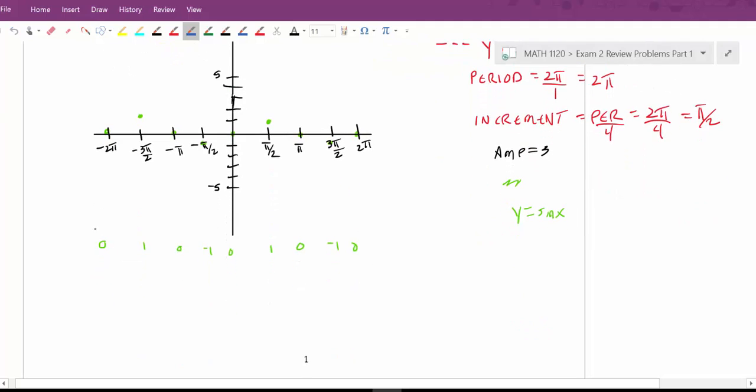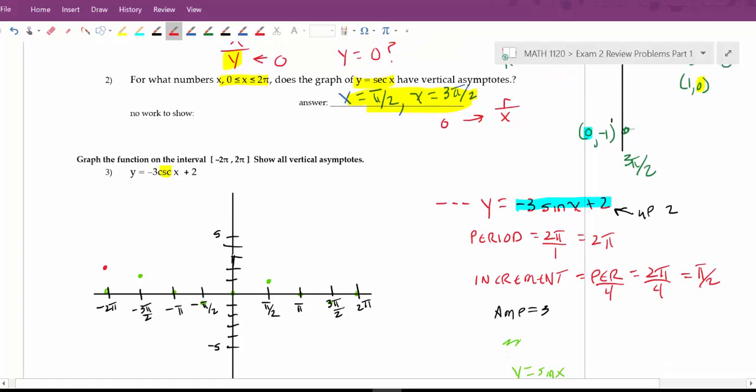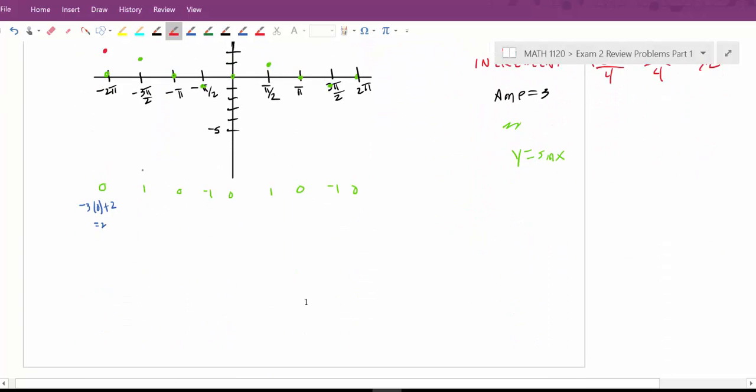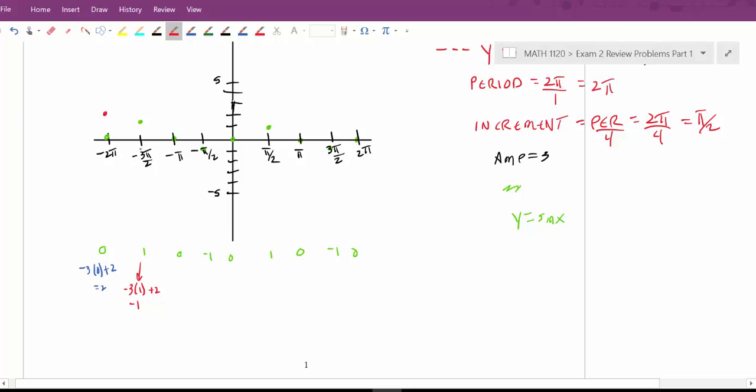If we start here, we do negative 3 times 0 plus 2, which is equal to 2. So that new point, and I'm going to do this in red, would be up 2, because we're graphing negative 3 sine x plus 2. I'm going to do this with every one of these. Now for this one, negative 3 times 1 plus 2. That's negative 3 plus 2, so that's negative 1. So let's go to y equals negative 1, like that. You can scratch these out, or even erase them with an eraser as we go.